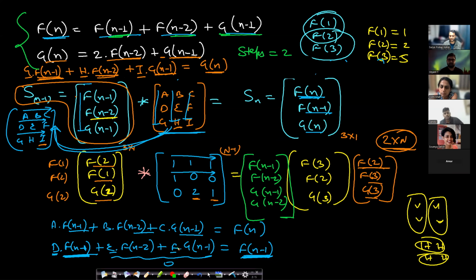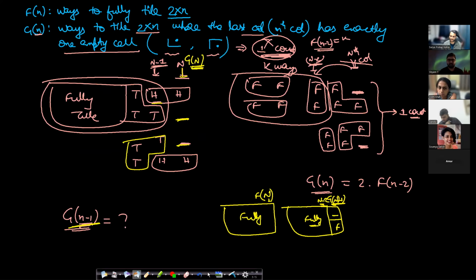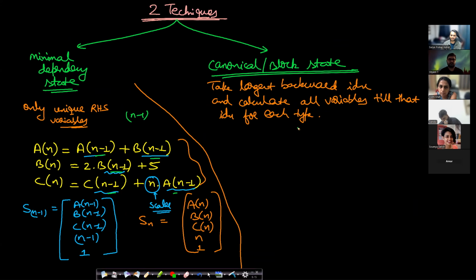But I don't like this because you will have to do more work, isn't it? Why should you do that? So simply take the unique RHS, that will always have less than or equal effort. Minimal dependency will always have less than or equal effort as compared to this technique, the canonical block, because here you will end up doing more steps, more calculations. So that's why I don't like this. Simple reason to reject.